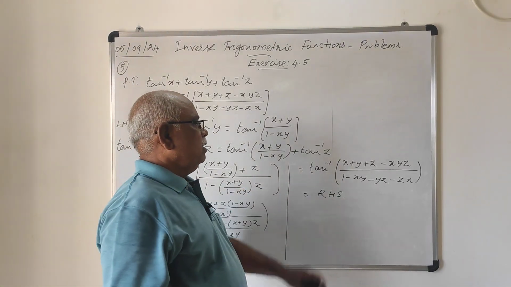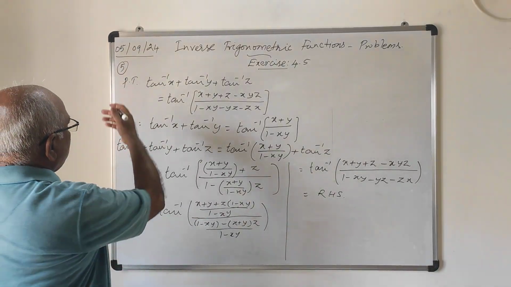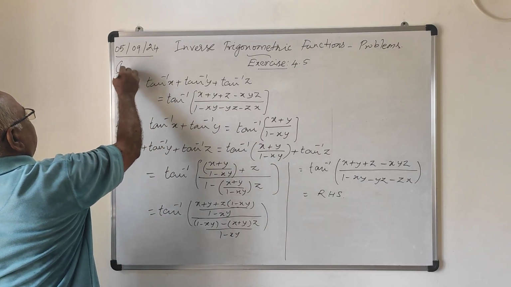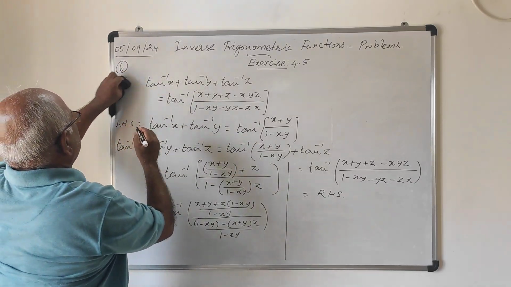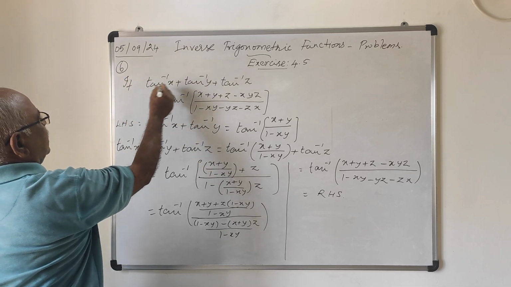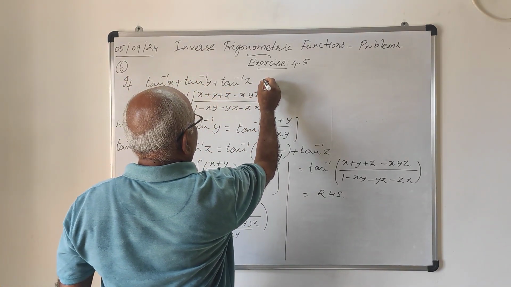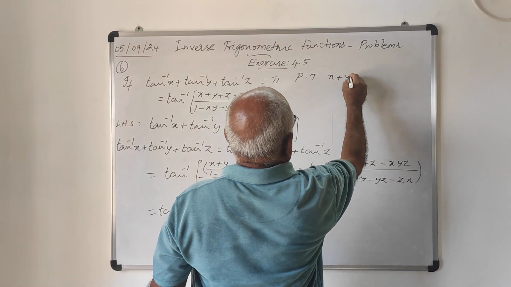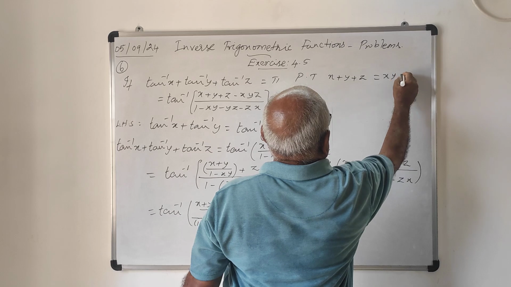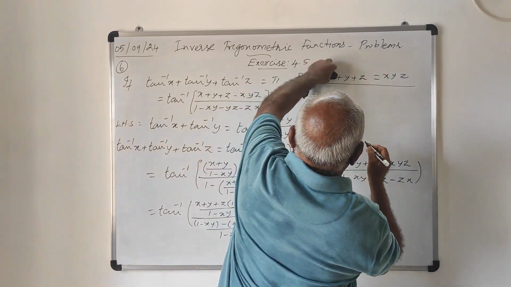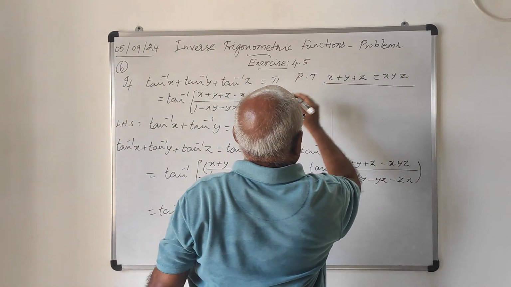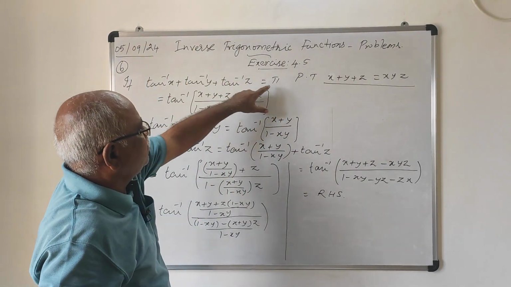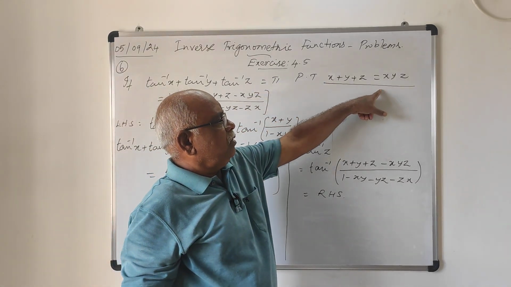This is the result for the first problem. Whereas in the second problem, in the same exercise, the sixth problem is the same problem. The sixth one is: if tan inverse x plus tan inverse y plus tan inverse z equals pi, then prove that x plus y plus z equals xyz. This you have to prove. It is the same problem as the fifth, but instead of the expression, it is given as pi; then prove that x plus y plus z equals xyz.